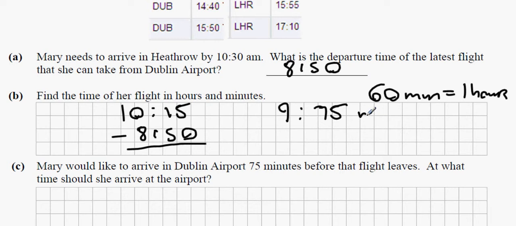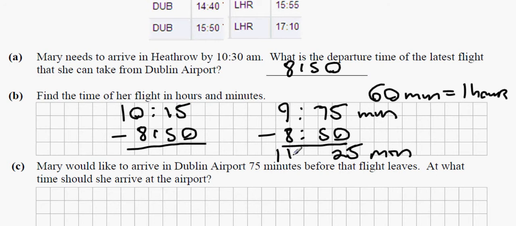Take away 8:50, and what we're going to get is 75 minus 50 is 25 minutes, and 9 minus 8 is 1 hour. So 1 hour 25 minutes.